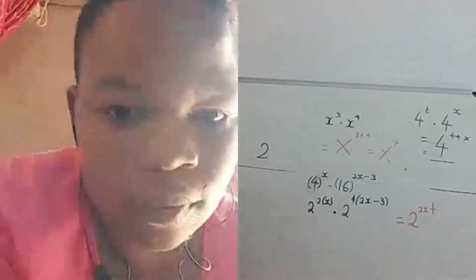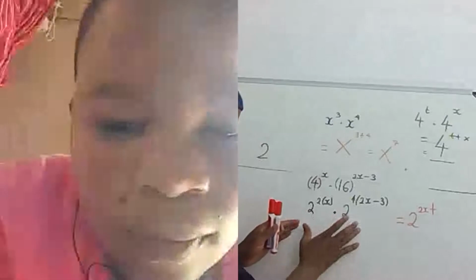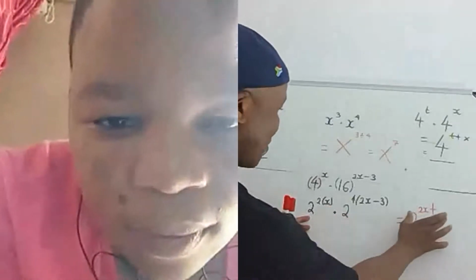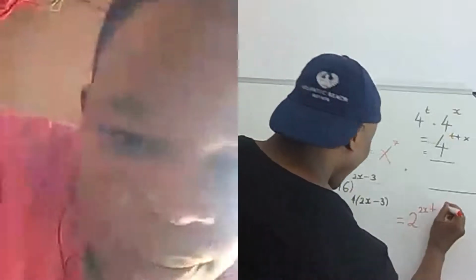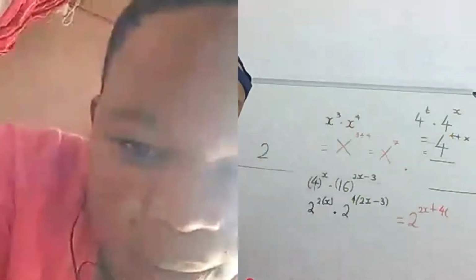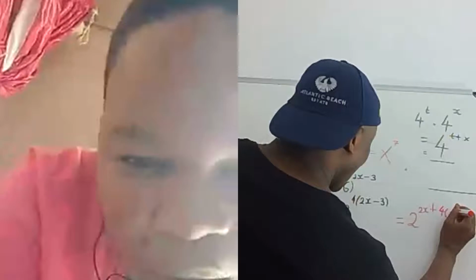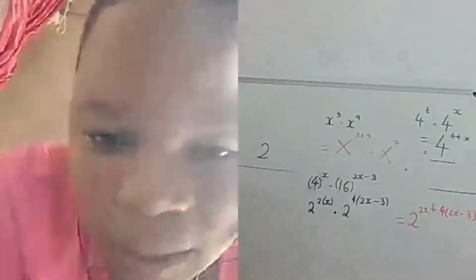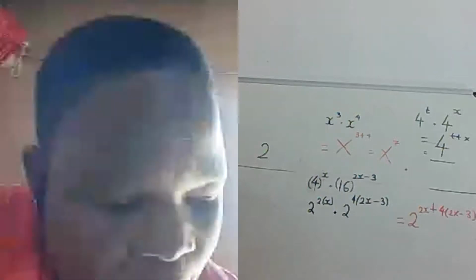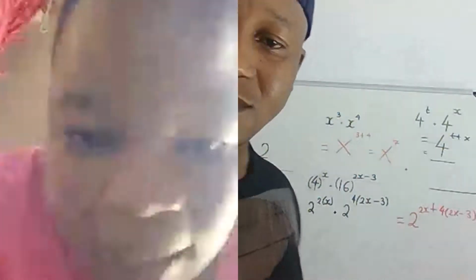Okay, now Sthembiso, look. With this case here, we have the same base. It means we're going to add the power. So what is the power? 2x plus 4. And then we write everything here: 2x minus 3. Can you see there? Yes, I can see.